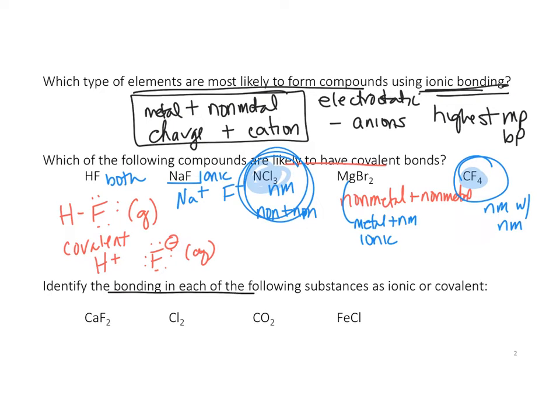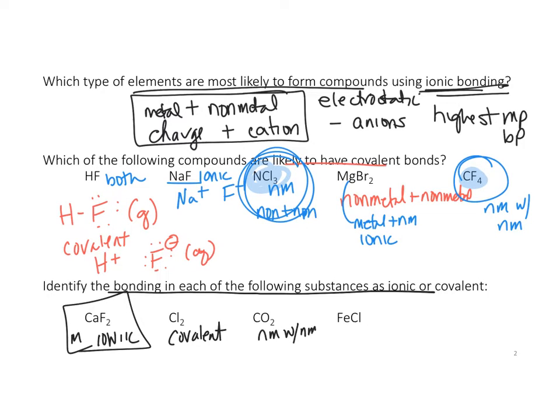Identify the bonding in each of the following as ionic or covalent. Calcium is a metal, so anytime you have a metal, you can just go ahead and say that's going to be ionic. This is a nonmetal with a nonmetal, it's diatomic, and that's going to be covalent. This is a nonmetal with a nonmetal, this is covalent. And iron is a transition metal, so you know that's going to be ionic.